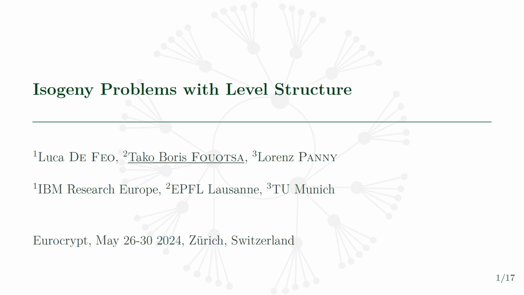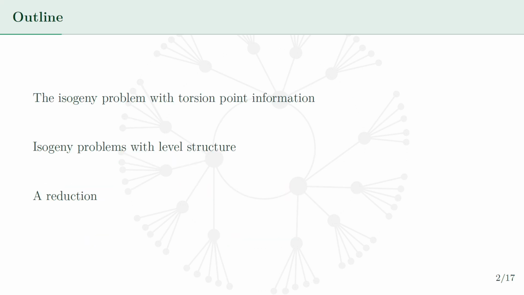Yes? Okay. So I'm Boris, and I'm going to talk about isogeny problems with level structure, which is joint work with Luca and Lorenz. So the talk is going to be organized as follows. First, we will talk about the isogeny problem with torsion point information. Then we will introduce level structures to show a unified view of problems that occur in isogeny-based cryptography. Then we will present a reduction that allows us to have other reductions that are important to have a better general view of the problems that occur in the field.